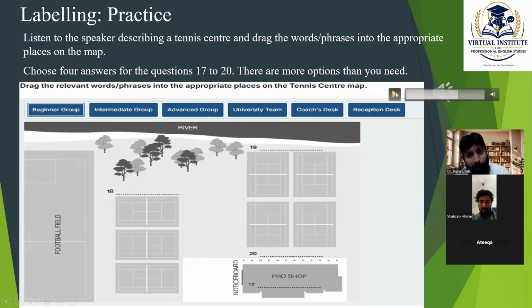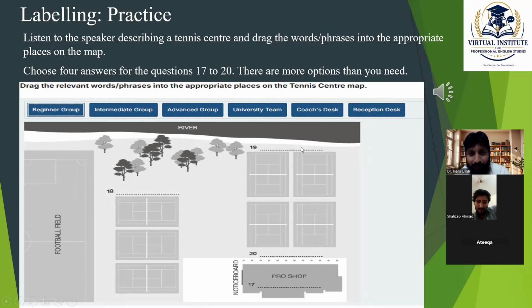You see, the university team used to play here, but now they are playing off campus. So which of the group will play here? University. Not university. It's the beginner group. This is the whole campus, right? The university team is now playing outside. So the beginner group is playing here actually. Are you following?